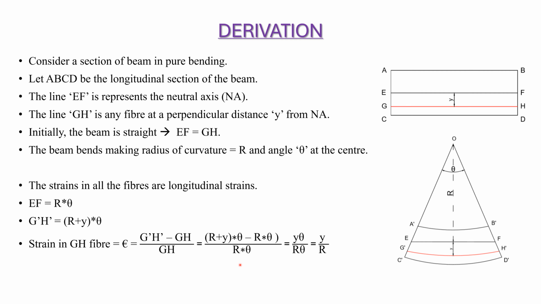Upon solving this, when I multiply this theta inside, it will be R into theta plus Y into theta, plus R into theta minus R into theta get cancelled here, and what remains in the numerator is Y into theta, and in the denominator it is R into theta. Now here theta gets cancelled and what remains is Y by R. Therefore we have an equation here now, that is strain in this G dash H dash fiber is nothing but Y upon R. Let us call it equation number 1.